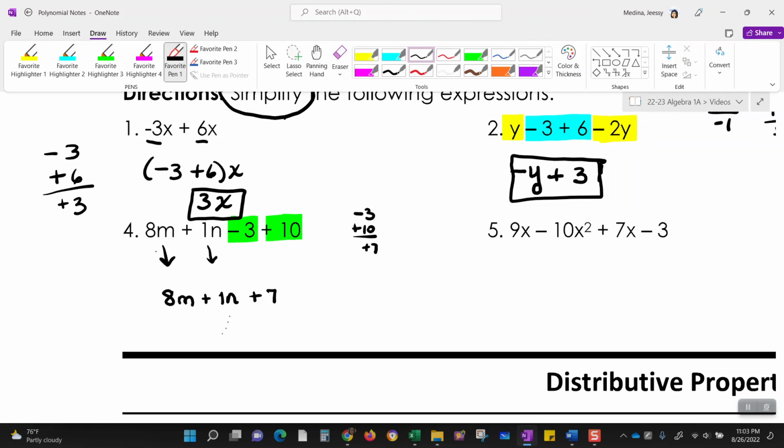Miss Medina, didn't you say that we don't write the 1 when it's in front of the variable? And you are correct. So a more acceptable form would be this.